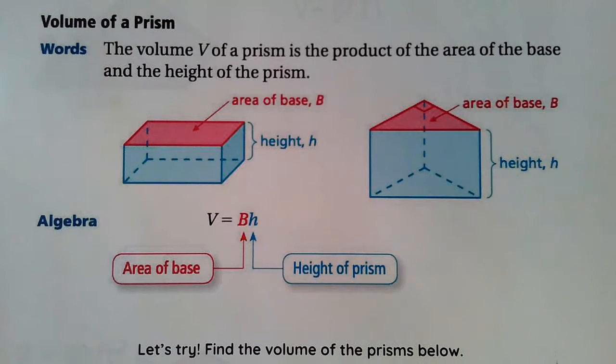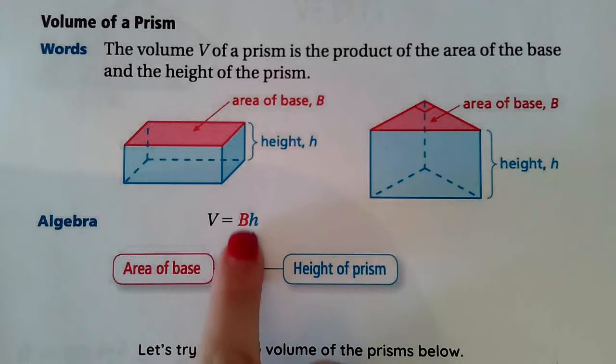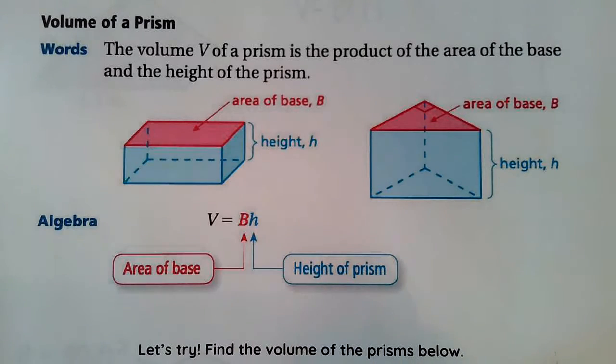Today we are going to talk about finding the volume of prisms. We're going to find the volume of several different types of prisms, and I will outline those today in the notes. When we are finding the volume of prisms, we will use the formula volume equals the area of the base multiplied by the height of your prism.